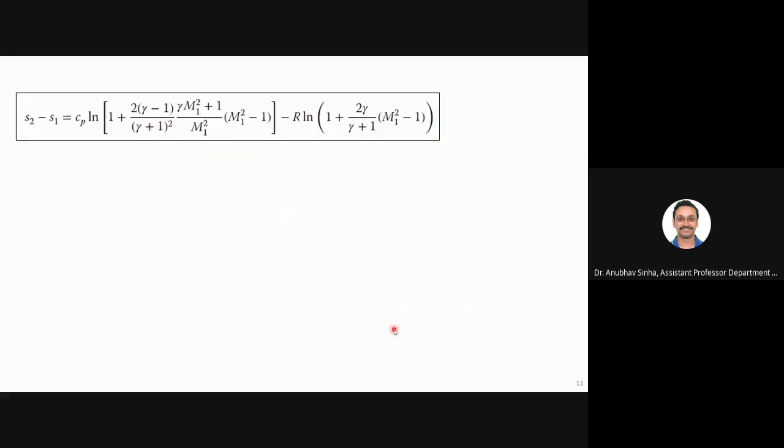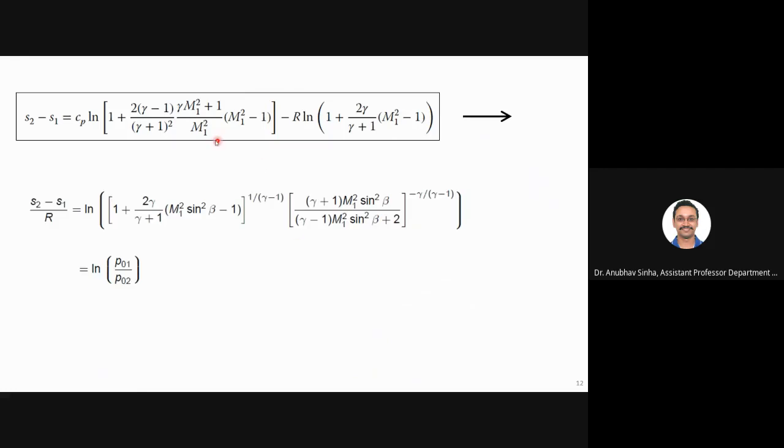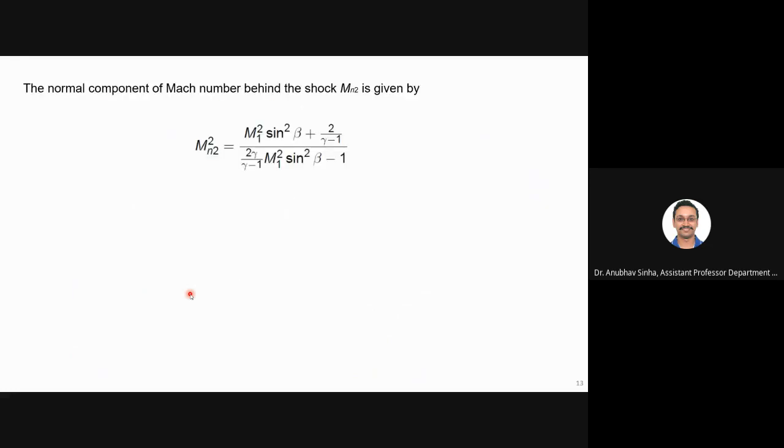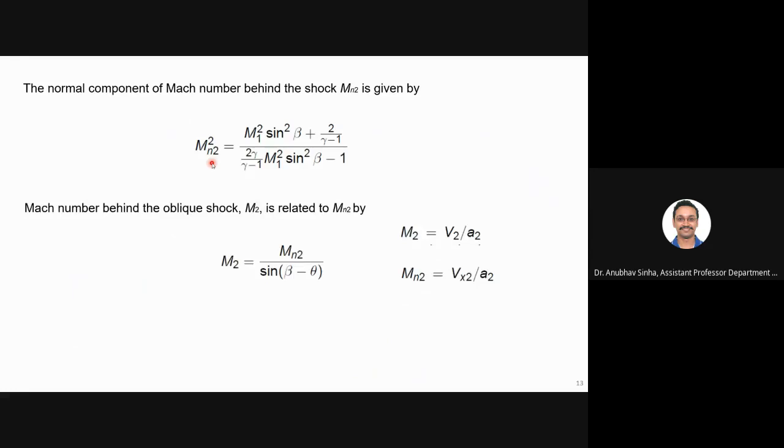Okay, now what about the entropy? Same way, for the entropy relation, I will replace M1 by M1 sine beta, and we have a relation for oblique shock. Till now we are talking about the normal component before the shock. Now behind the shock, this is the relation used to find the normal component of Mach number. I will not go into the derivation, but this is what you can use.